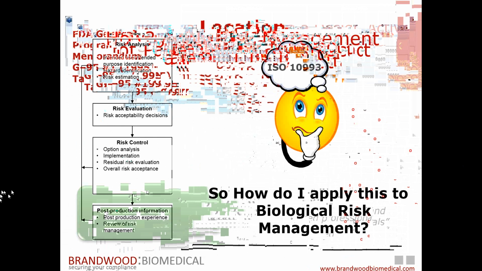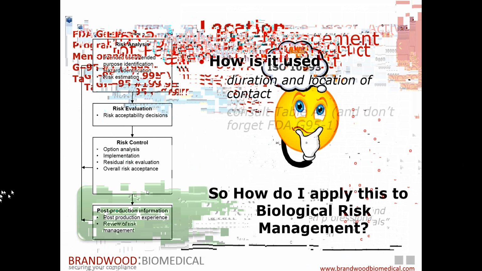Well, the first thing, let's just step through this. We start by identifying the intended use and purpose of our device. We need to understand the device. We ask, how is it used? We think about the duration and location of contact as set out in Part 1. We can consult the table A1, and don't forget the FDA G95-1 memo. And we can consult more specific regulatory guidances and product standards that might apply to our own medical device.